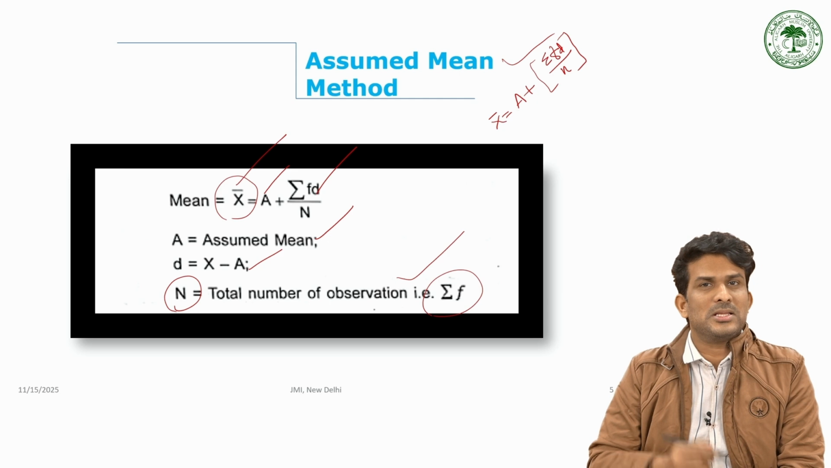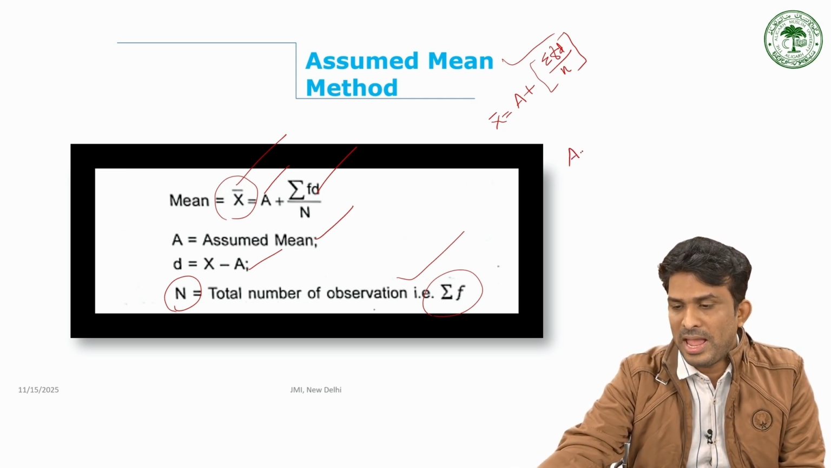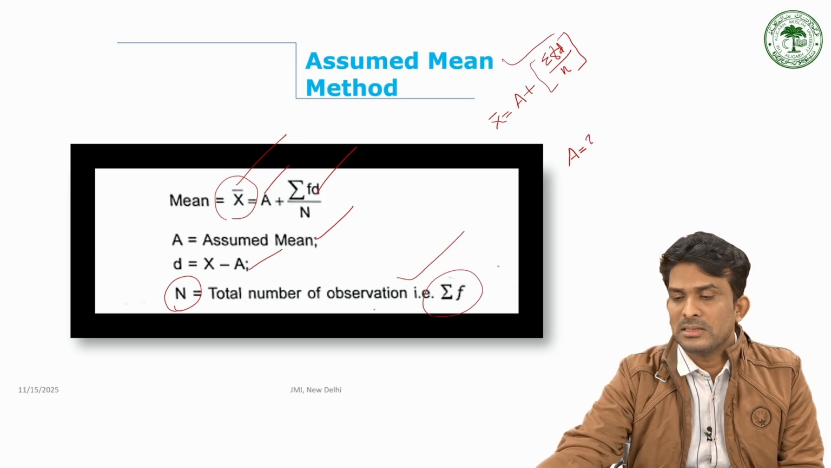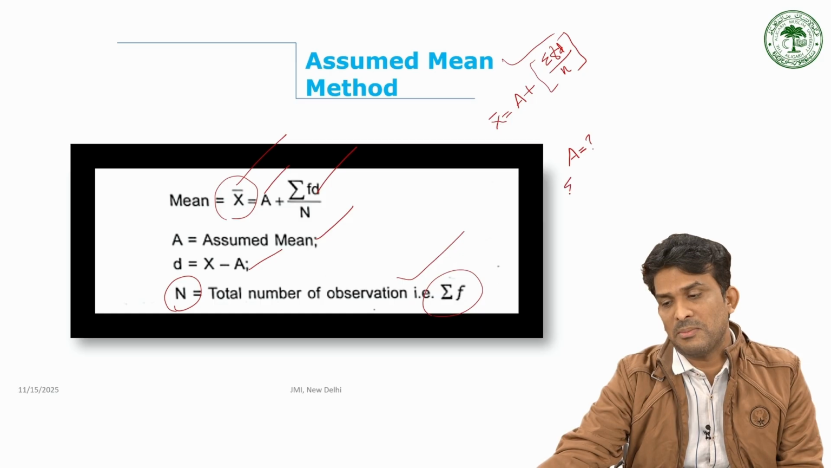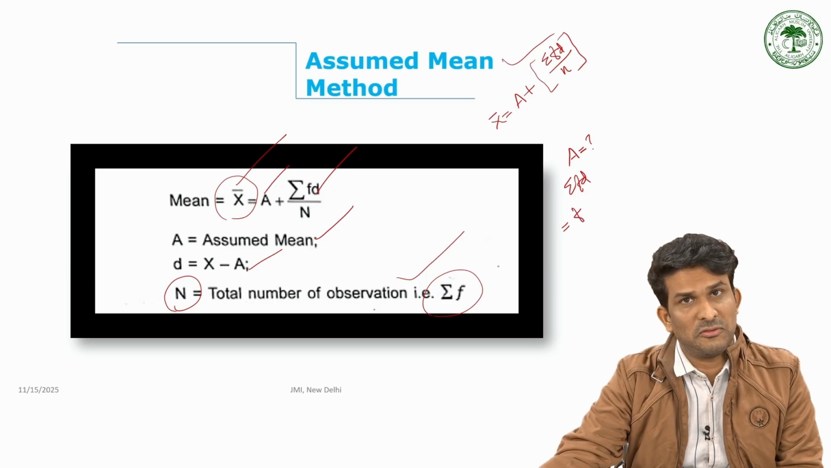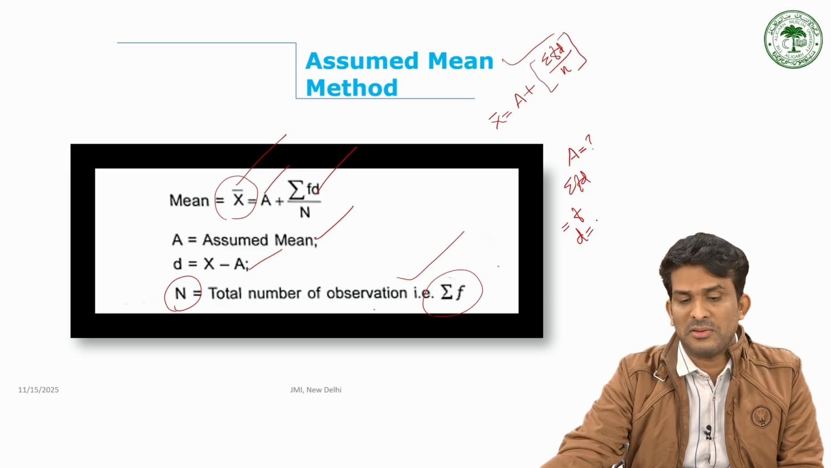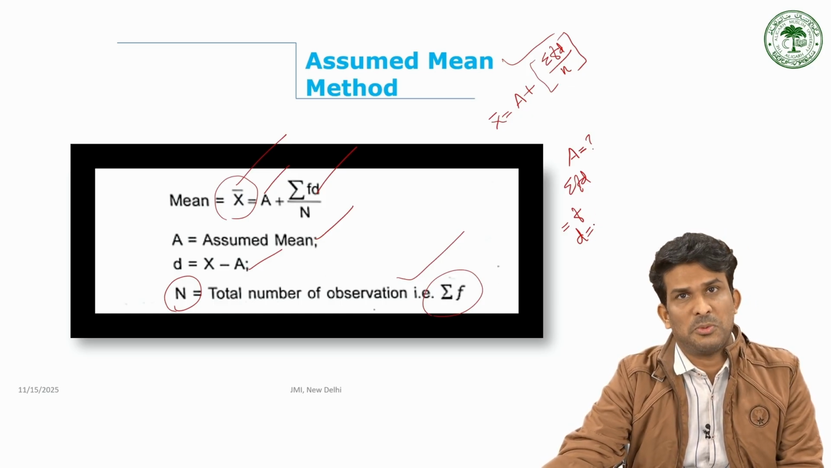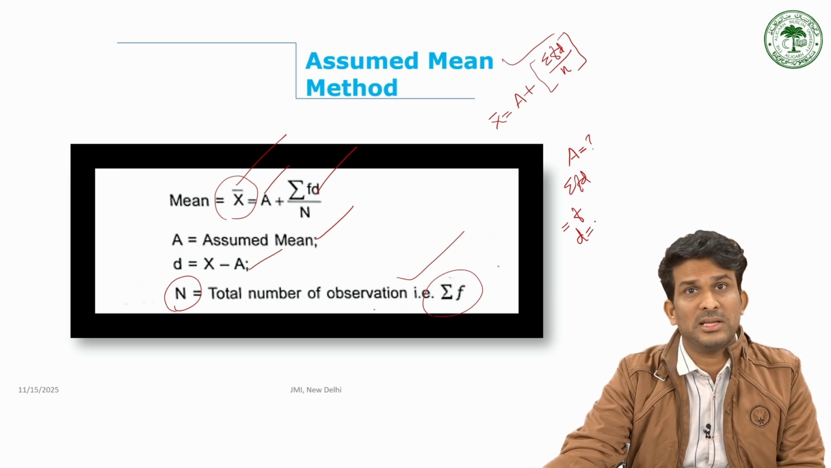So, what are the requirements? The assumed mean is the requirement, that is A. We identify A. Next requirement is sigma fd. We need sigma of fd. So, what is the difference between f and d? F is the frequency of the class. D is a special term: we have to find the difference between the assumed mean and the corresponding midpoint of the class.